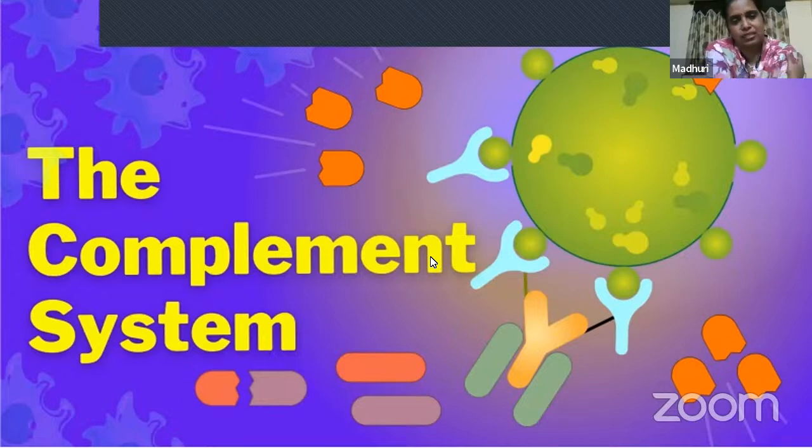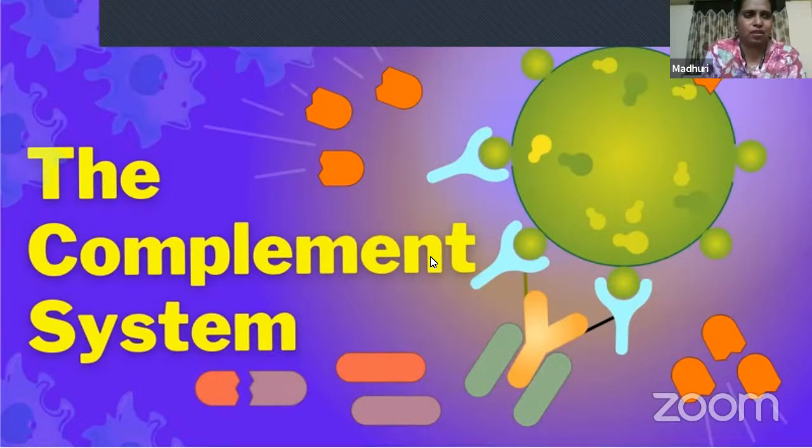Now, when I say complement system, what do I mean? These are a set of proteins which are present in the blood, along with the RBC and the WBC, that is, they are free flowing in the blood. So they get activated only when they encounter an antigen or an antigen antibody complex.